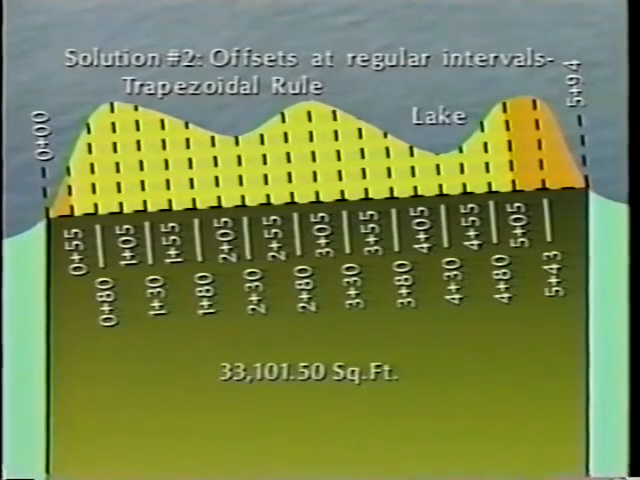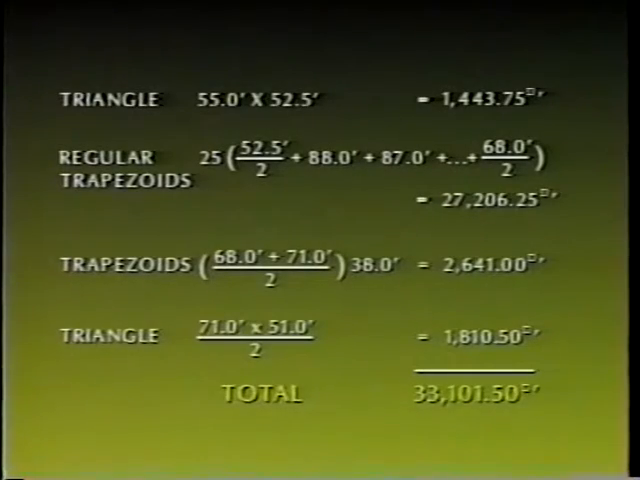The second trapezoid, and the reason we must calculate it independently is because it has a different base. The difference between the stationing there, you will notice 38 feet. So we have to calculate it separately since it isn't part of the regular trapezoids. And it has an area of 2,641 square feet. The last triangle is 71 feet times 51 feet over 2, or an area of 1,810.50 square feet, totaling 33,101.50 square feet.